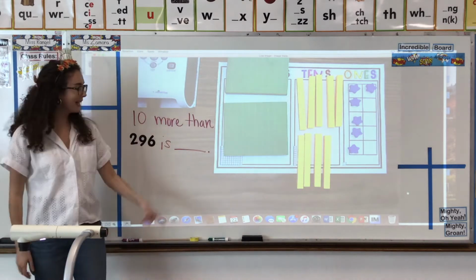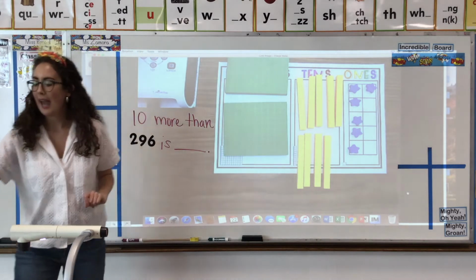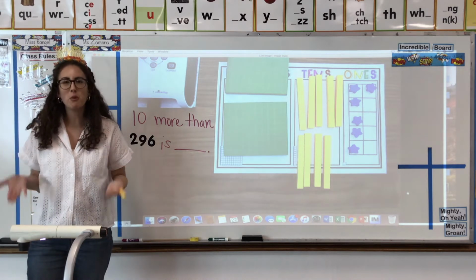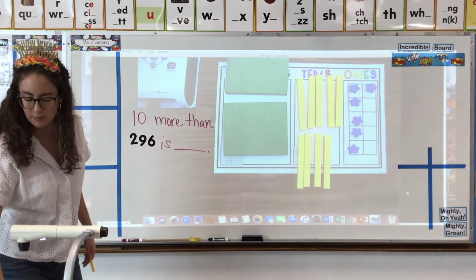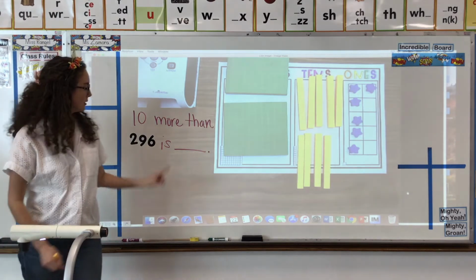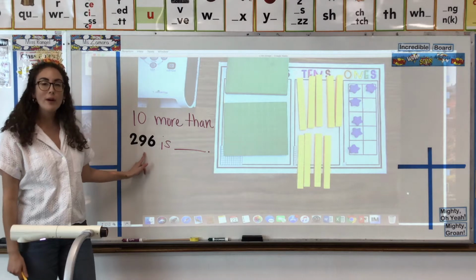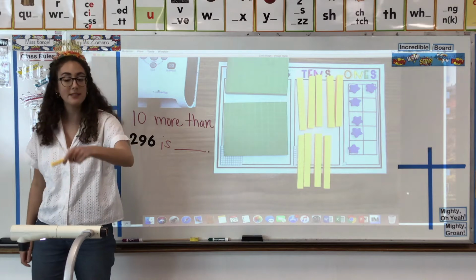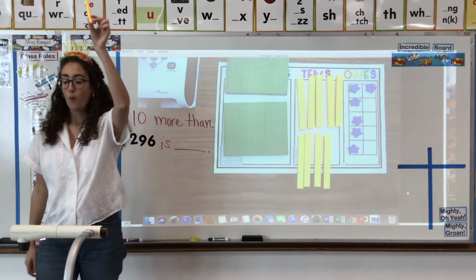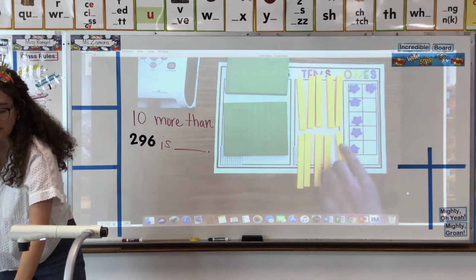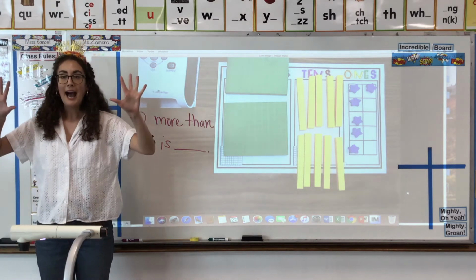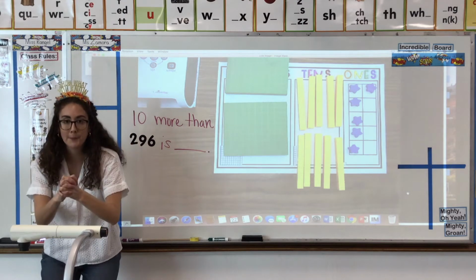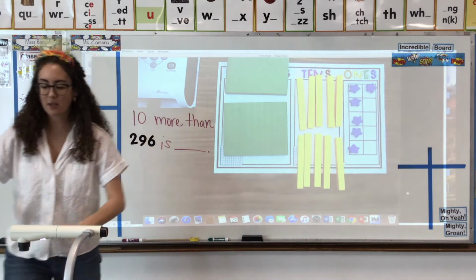Okay, second grade, we've got 296. This problem, like we said, is asking us to add a 10. But before we do that, check. What are we going to add it to? How many tens do we already have? We already have 9 tens. So can you explain it to me? If we have 9 tens already, what's going to happen when we add another one? We'll have 10 tens, which means we have to bundle. So let's go ahead and do that.